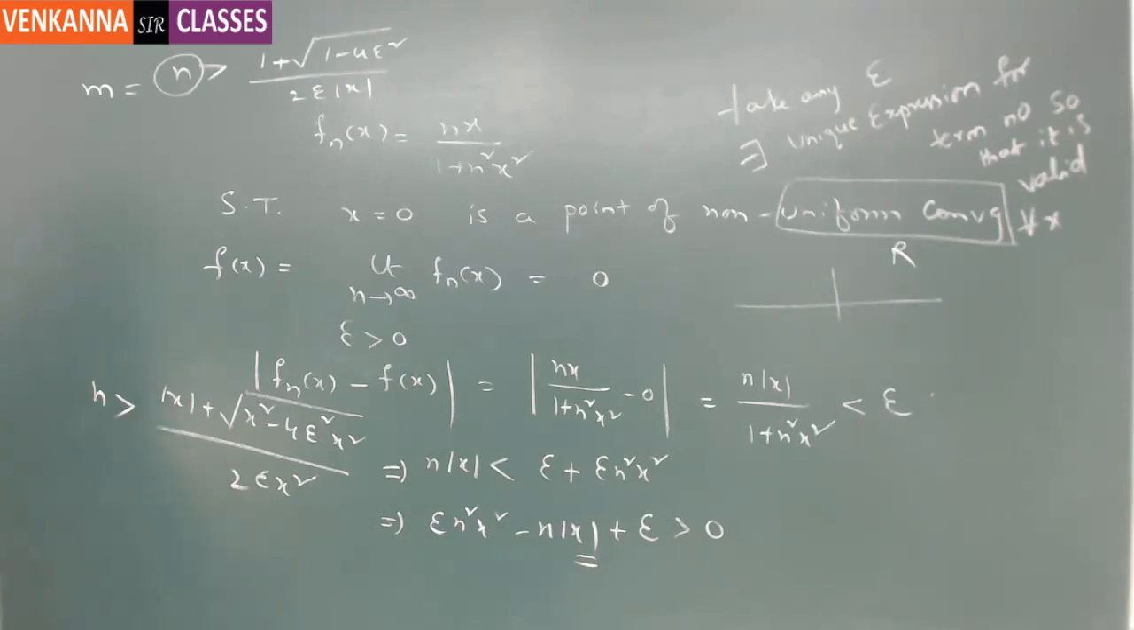So you are saying that if x is fixed, then for a given epsilon, m varies. Agreed? Yes. So it is pointwise convergence.